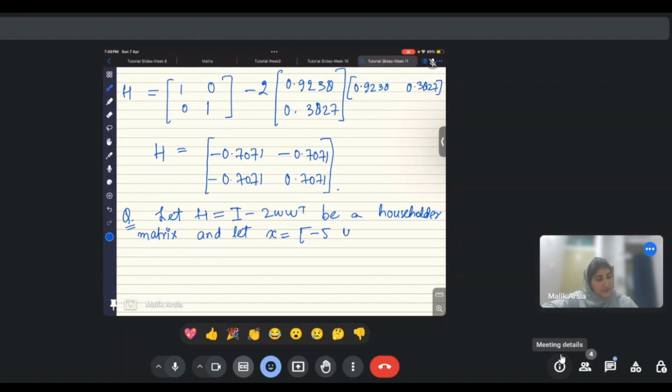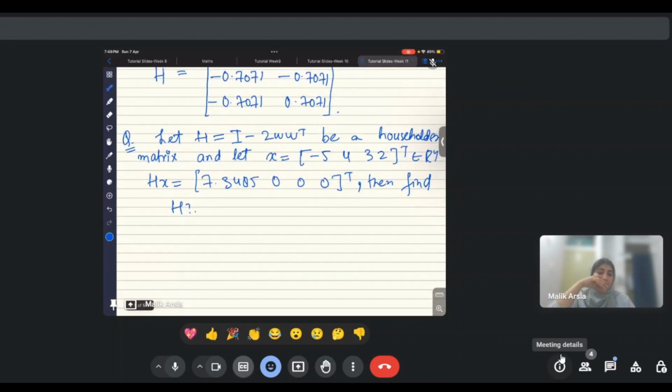So here again, X has been given as this, and HX has been given as 7.3485, 0, 0 transpose. Then find H. Again you have to follow the same procedure. Just tell me the answers you are getting at every step. What X you are getting, then tell me U, V, what is U minus V, and then finally what is your W, and then what is your H.